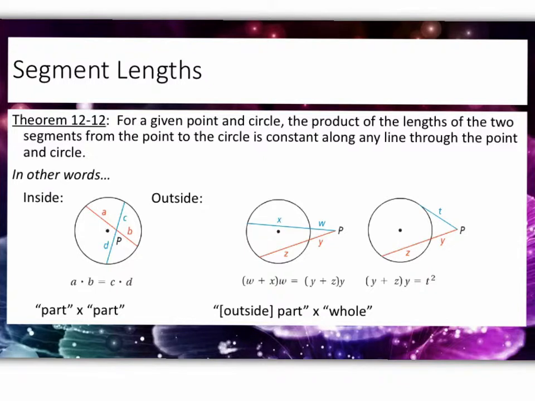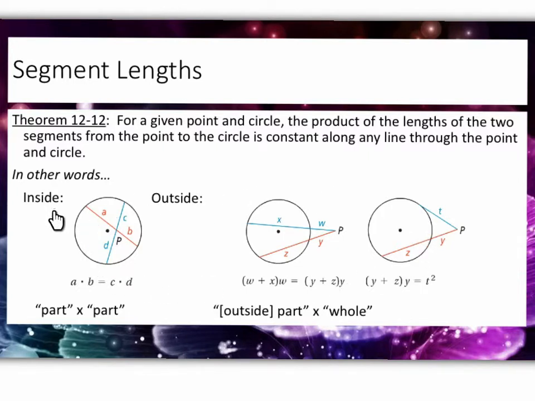For a given point and circle, so here's a given point in a circle, the product of the lengths of the two segments from the point to the circle is consistent along any line through the point and the circle. So in other words, these are the formulas that you need to have memorized.